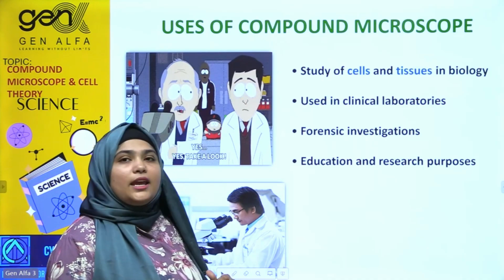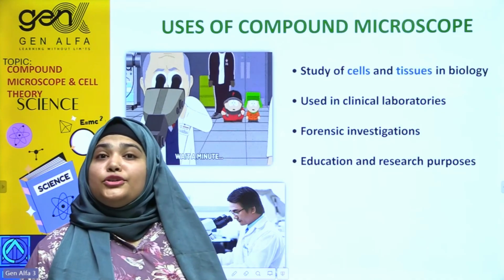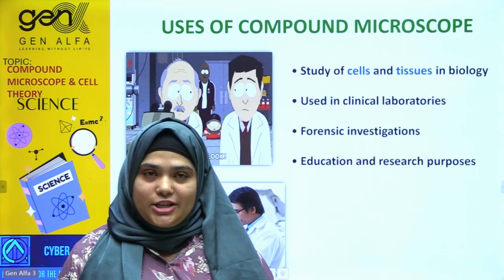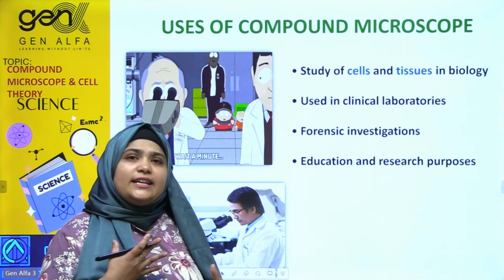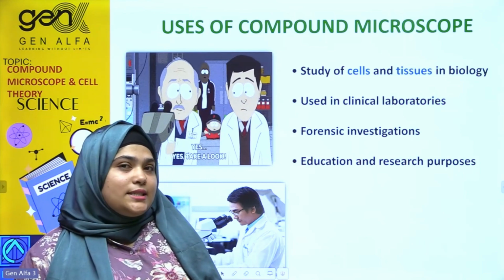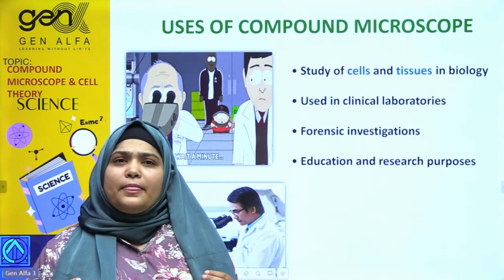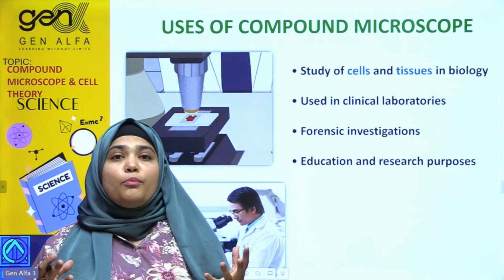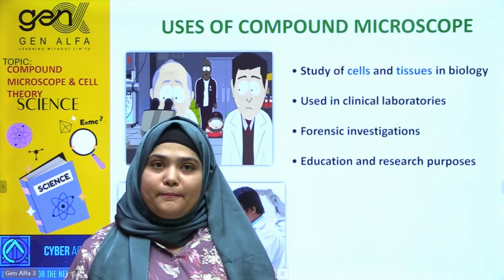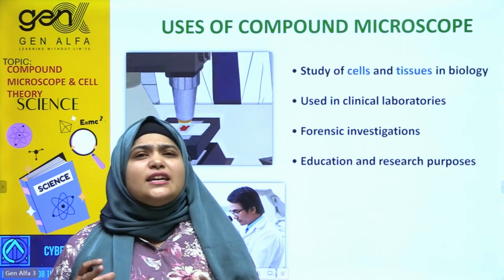Next, forensic investigation. Yes, the compound microscope is also used in forensic investigations during crimes. Basically, in crime labs, the scientists study tiny hair particles and tiny blood samples under the microscope to solve the crime. So this is the reason why we are able to find out the criminal.